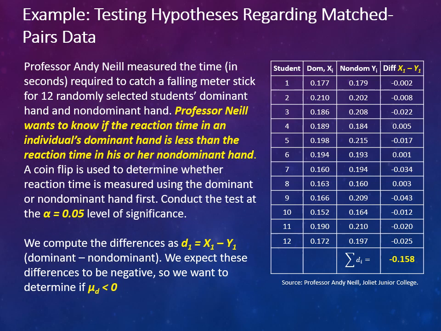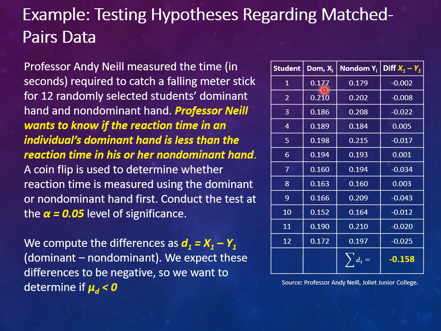So here's the first difference. We have all of the data. For example, here's student 1 in the first row. Their dominant hand took 0.177 seconds, and their non-dominant hand took 0.179 seconds. And so this is what we're calculating: the difference between these two values.